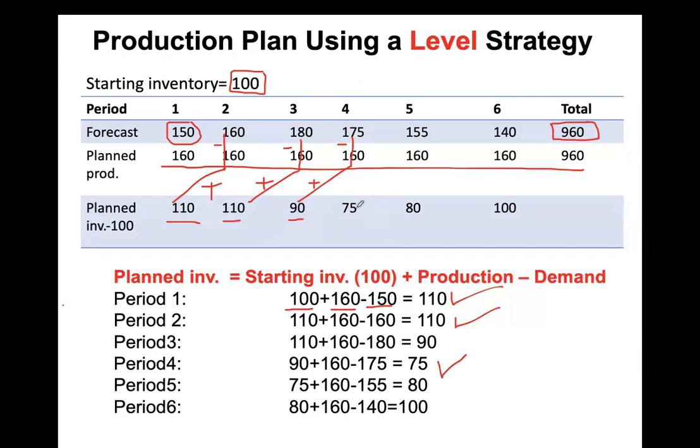Similarly we will keep doing this, 75 plus 160 minus 155, and that would give rise to 80, and then 80 plus 160 minus 140. Again, 80 and 160 will be added, and then 140 will be subtracted, and that would give us 100. And we will stop here because we have 6 periods. So that's our production plan.